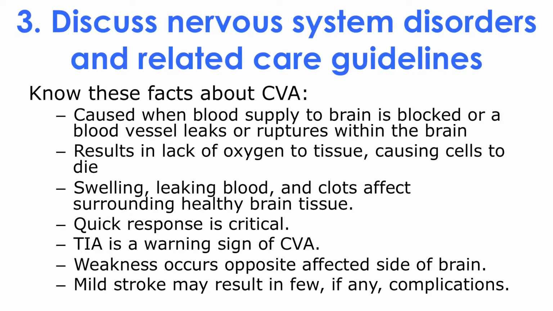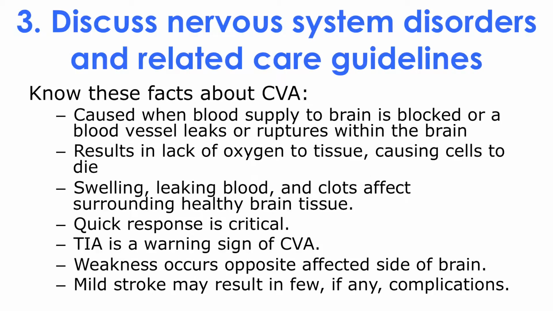Now, let's talk about CVA a little bit. It's caused when the blood supply to the brain is blocked or a blood vessel leaks or ruptures within the brain. Remember, this is what we call a stroke. When somebody has a stroke, they had a CVA. It results in a lack of oxygen to the tissue, causing cells to die. So the swelling, the leaking blood, and the clots affect the surrounding healthy brain tissue. Now, if somebody has a CVA, we need a quick response because it's very critical. Remember, if your brain dies, your body goes with it.